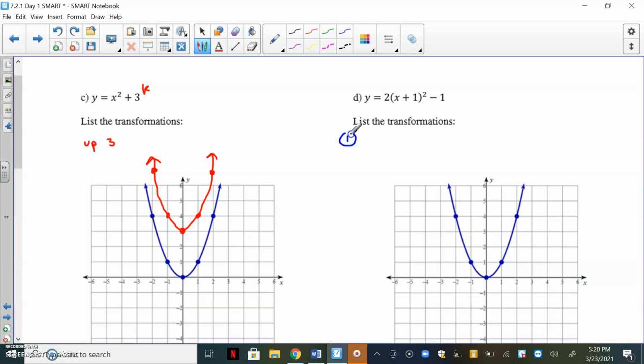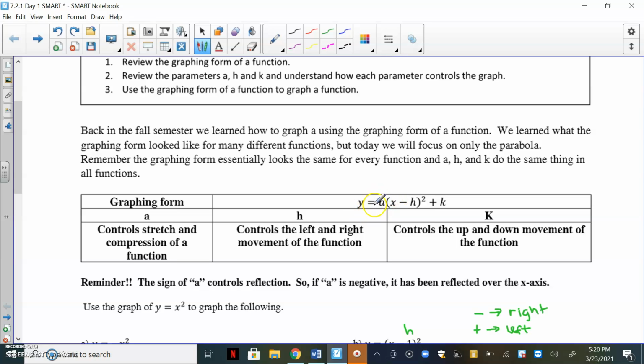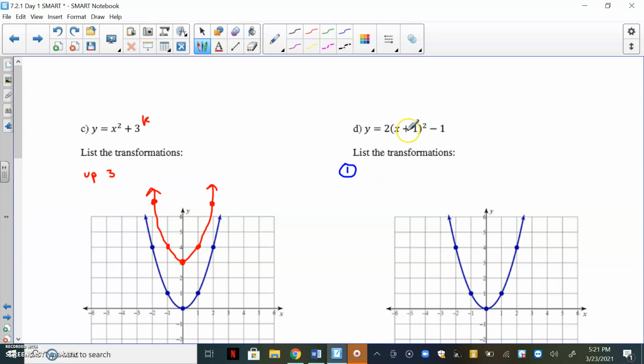So the first thing that's worth noticing is that there's a number out up front, and if we look back at our graphing form, that number is going to be our a, which means it's in charge of stretching or compressing. The way you can tell whether it's a stretch or a compression is just based on the size of the number. If your a value is greater than 1, that's going to be a stretch. If your a value is less than 1, that's going to be a compression, and that's when you get into the decimals and the fractions. So here, because my number is 2, that tells me that we are stretching by a factor of 2.